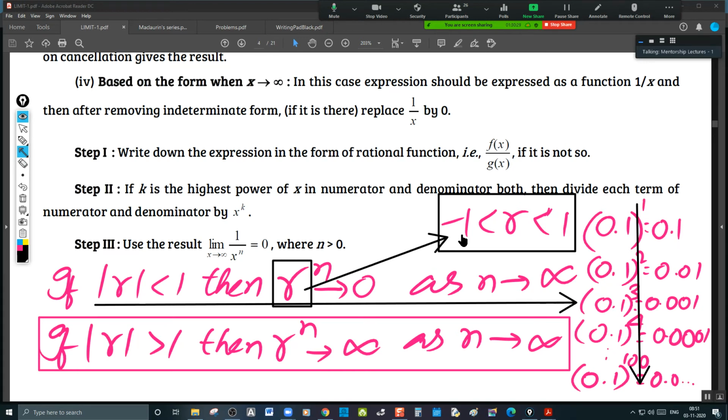What is the advantage of bringing it like that? The advantage is that as n tends to infinity, when the base is lying between -1 and +1, it tends to 0, and thereby you can solve the limit. This point is to be noticed.